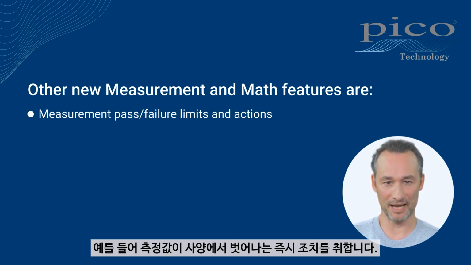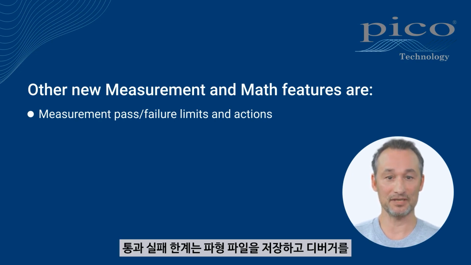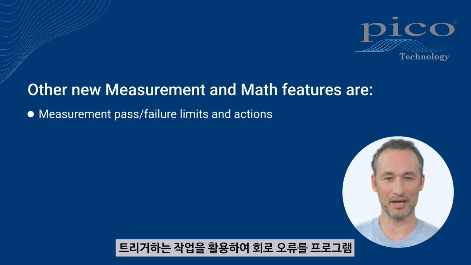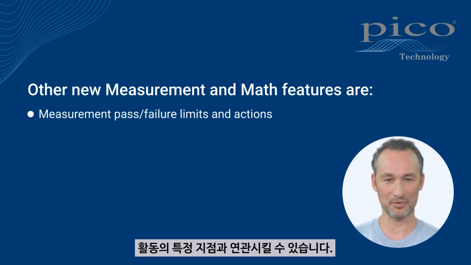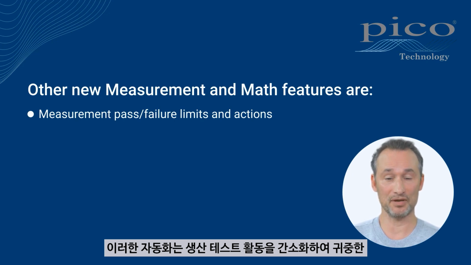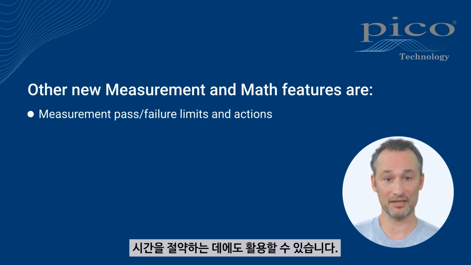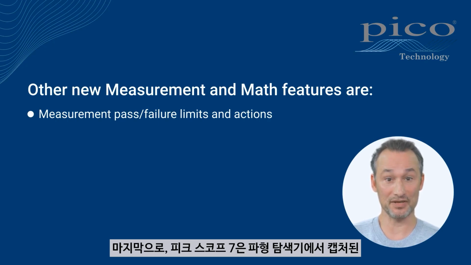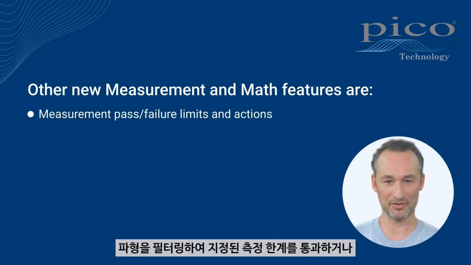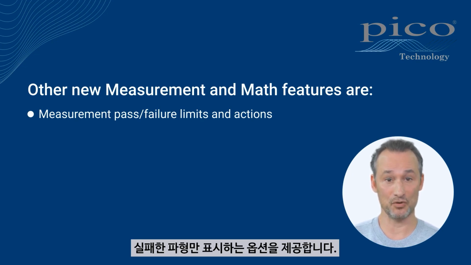So, for example, the instant a measurement falls out of specification, measurement pass/fail limits utilize actions to save the waveform file and trigger a debugger so that circuit failures can be correlated with specific points of program activity. This automation can also be used to streamline production testing activities, saving valuable time. Finally, PicoScope 7 gives the option to filter captured waveforms within the Waveform Navigator to only show waveforms that have either passed or failed the specified measurement limits.